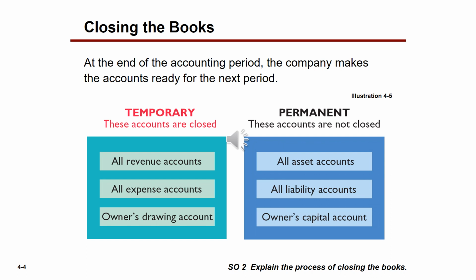So we have two types of accounts. We have accounts that we call permanent and accounts that are temporary. Now, these temporary accounts that get closed at the end of the financial period are revenue accounts, expense accounts, and owner's drawings accounts. Okay? Unlike the permanent accounts that never get closed, these include the assets accounts, liabilities accounts, and owner's capital accounts.